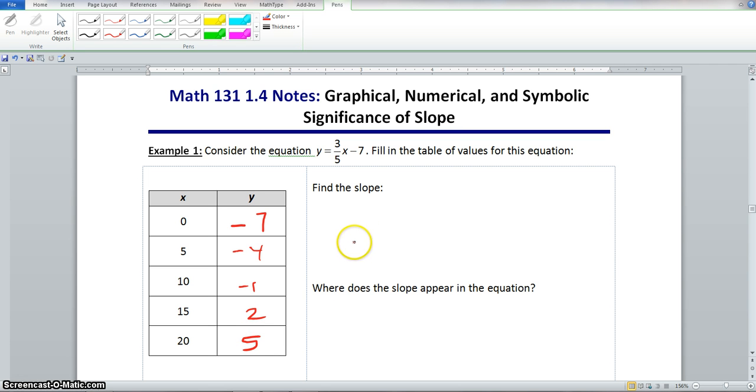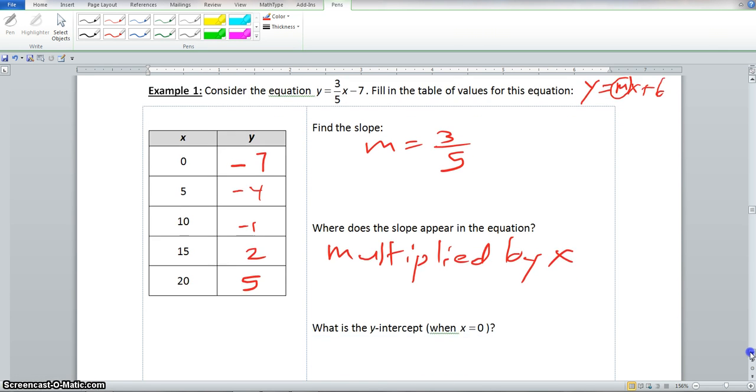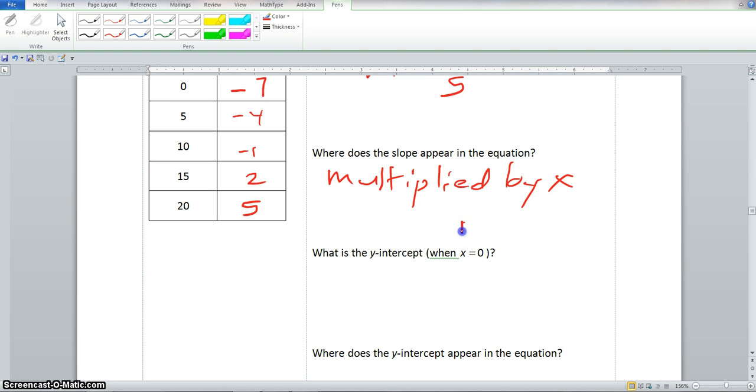Now we want to find the slope. Remember, we've done this before, where you have the slope-intercept form y equals mx plus b. Whenever y is by itself, the slope is always the number connected to x. So our slope here would be 3/5. Now it says, where does the slope appear in the equation? Just like we said, it's multiplied by x. And it's also considered to be the slope.